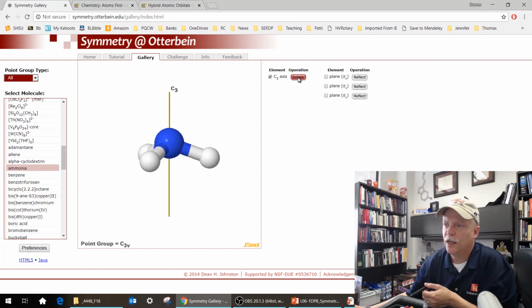So that's how I would draw that molecule on the board or on my paper. And so let's rotate that axis. When we rotate the molecule, we're rotating 1/3 of a turn around that axis. And you can see how all the hydrogens are exchanged with each other. So if I follow this hydrogen, it goes over to this one. If I start there, it goes to the back, and then from the back, it comes to the front.